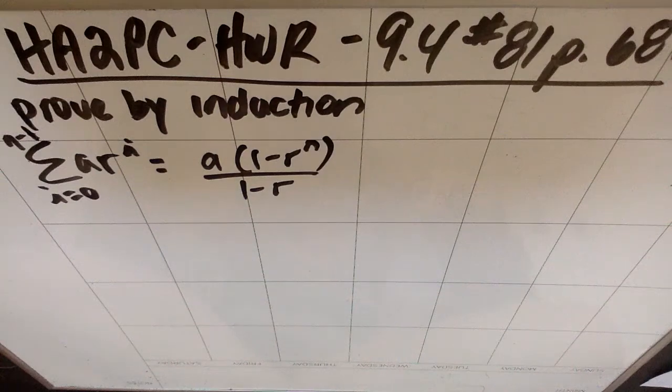This is Honors Algebra 2 Pre-Calculus. We're doing homework review, section 9.4 in Pre-Calc, number 81, page 687.